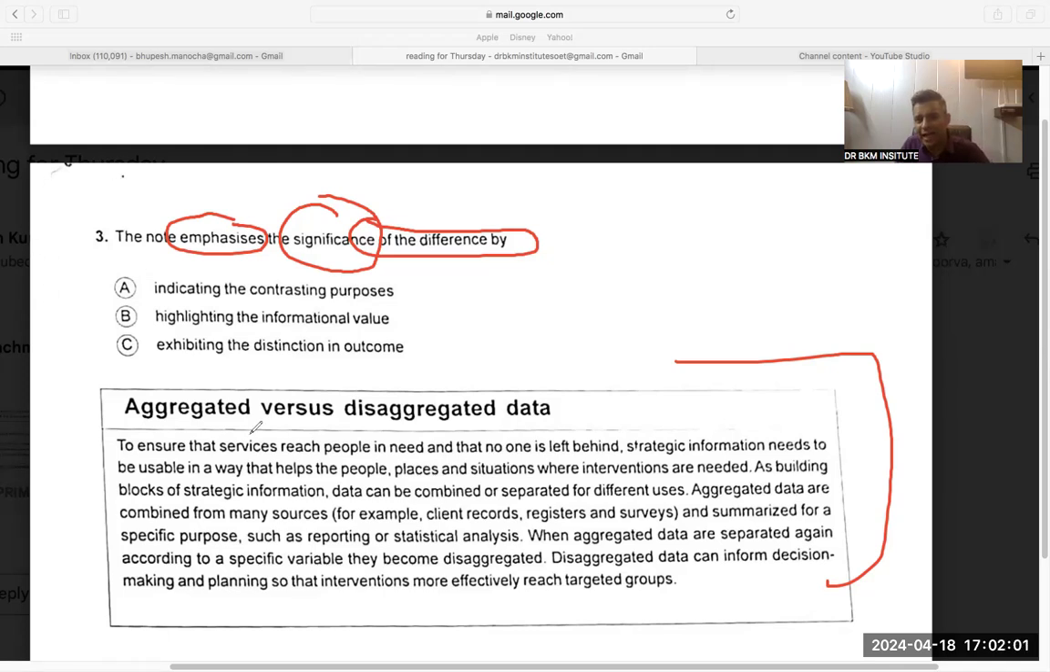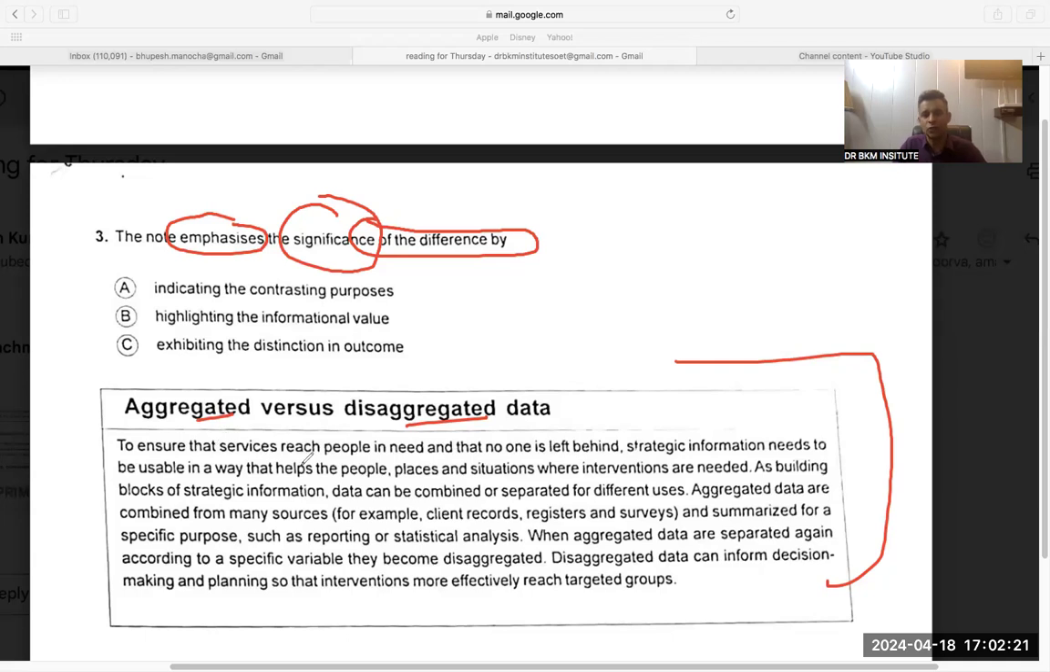Okay. Aggregated versus disaggregated data. Obviously, I understand this vocabulary. Aggregated means combined. Disaggregated means separated. So there are two kinds of data, aggregated and disaggregated. So we have to find what is the benefit of having two different data. What is the benefit of having two different data?